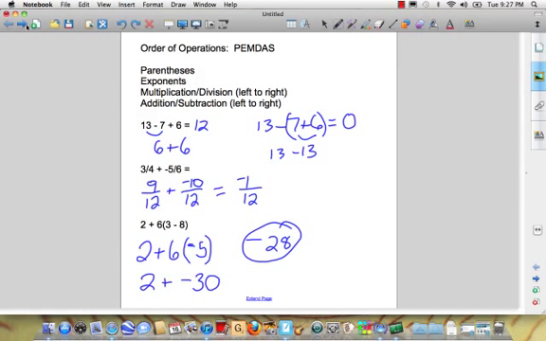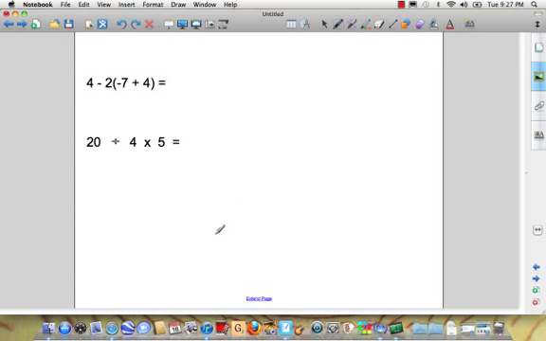All right, let's look at two more examples. Why don't you go ahead and try that one and see what you get. So I'm just going to wait for a moment and give you a chance to work that out.